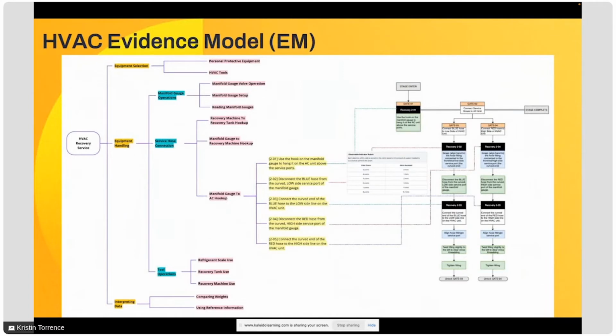So this here you can see is an excerpt of the evidence model for the HVAC recovery service. And you can see the competency model here on the left-hand side. The observable indicators are listed here in yellow, and it would have been too robust to show you the entire one. So we only see here evidence from the manifold, the most observable variables for the manifold gauge to AC hookup.